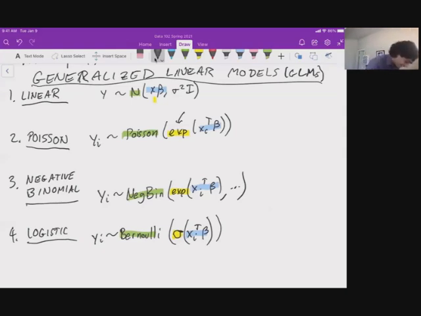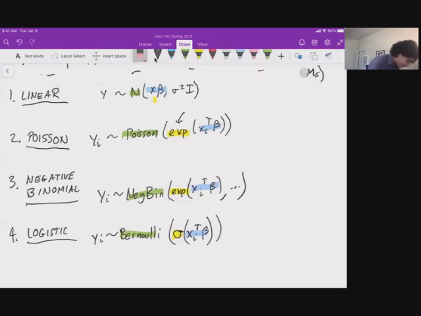Well, actually, let me just erase this so we can draw columns. We can make this into a table where we have the name, we have the probability model, we're going to have the link function, and we're going to have the likelihood.